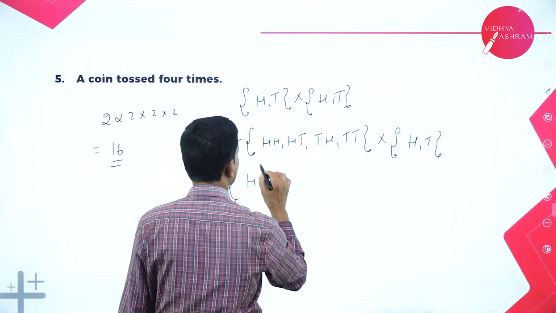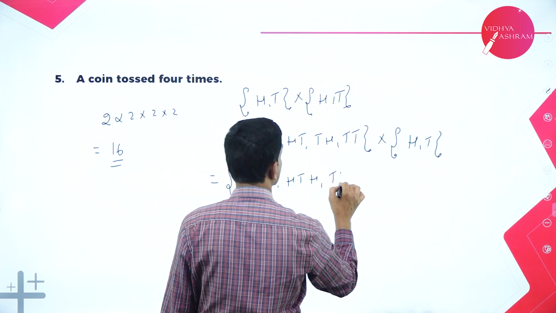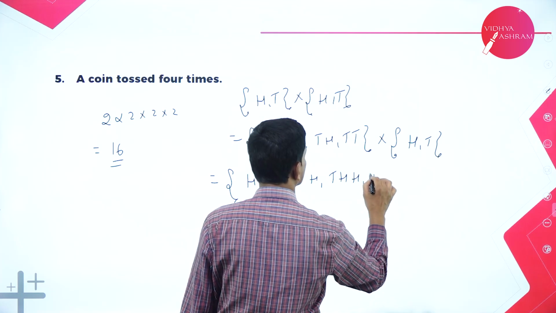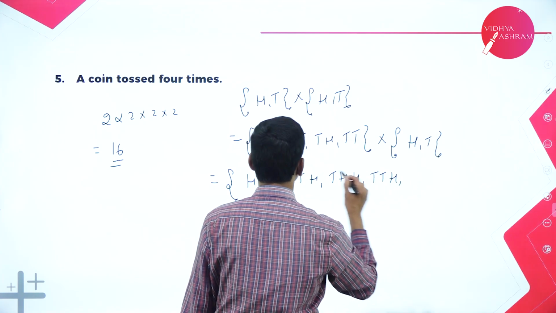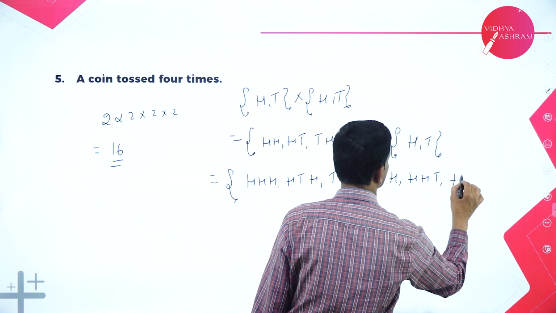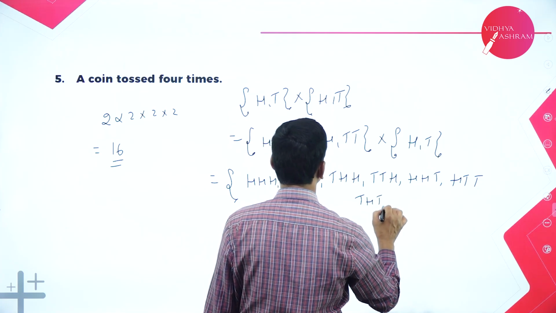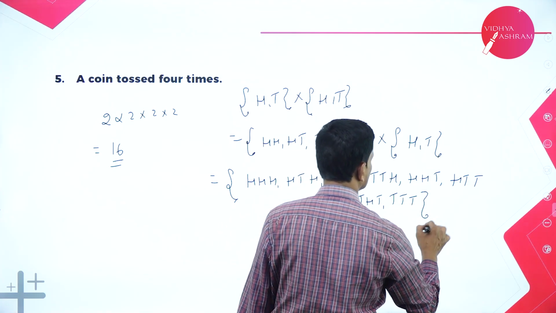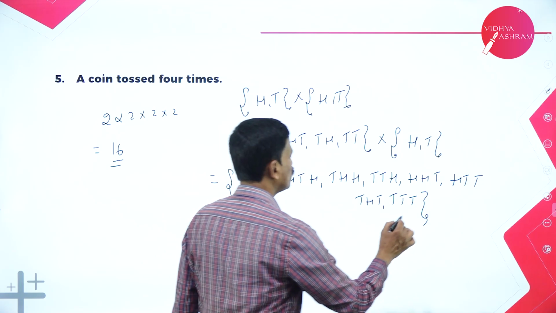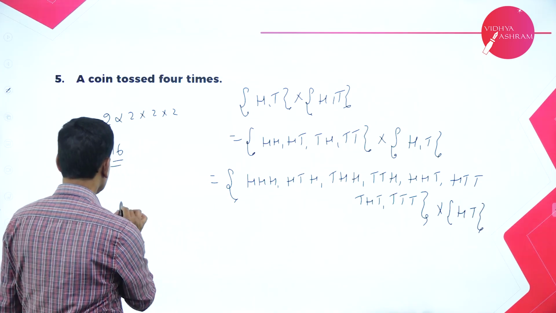head, head, head, then head, tail, head, tail, head, head, tail, tail, head. Next, with the t, this is h, h, t, h, t, t, again t, h, t, t, t, t. Right. So, you just multiply this with again h and t. That's it. Now, the sample space will be like this.